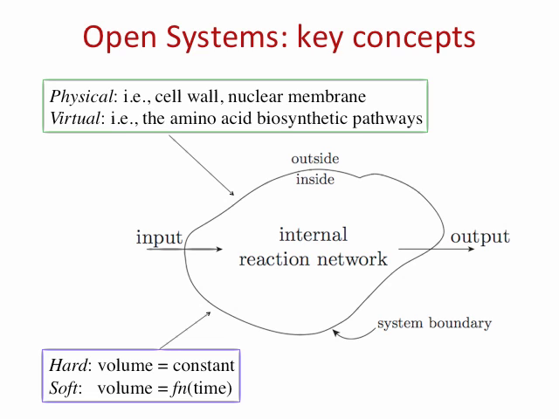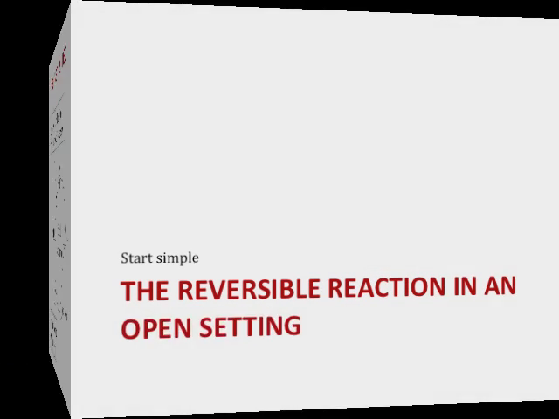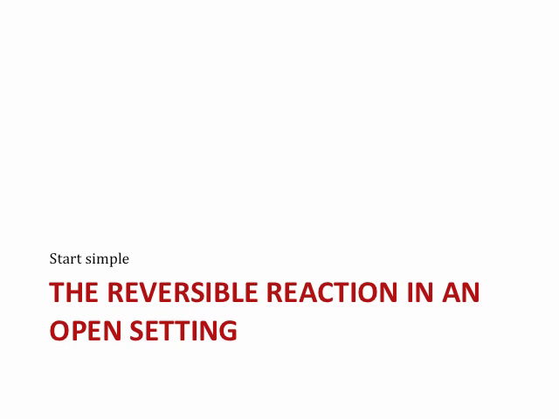The boundary of a cell can be hard, which means that the volume is a constant. This is when we have a cell wall, as in a bacteria or in a plant cell. Or it can be soft, where it's fluffy, and the volume can change with time, such as for a circulating red blood cell in the human body. These are the basic concepts of dealing with an open system. We will now illustrate these with the simplest possible example, which is the reversible reaction in an open setting.